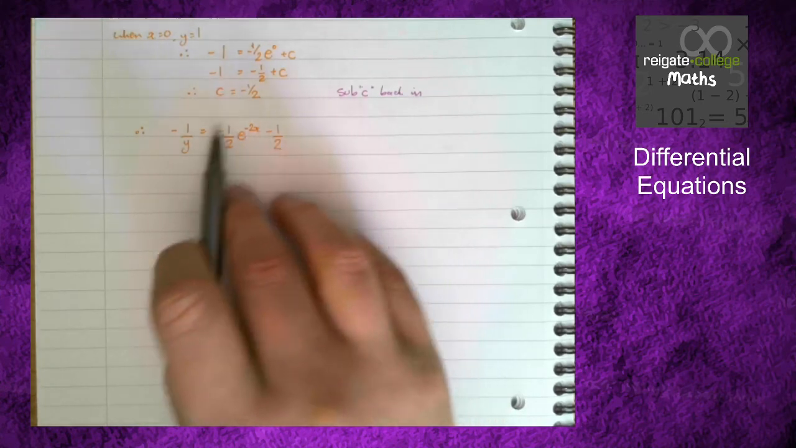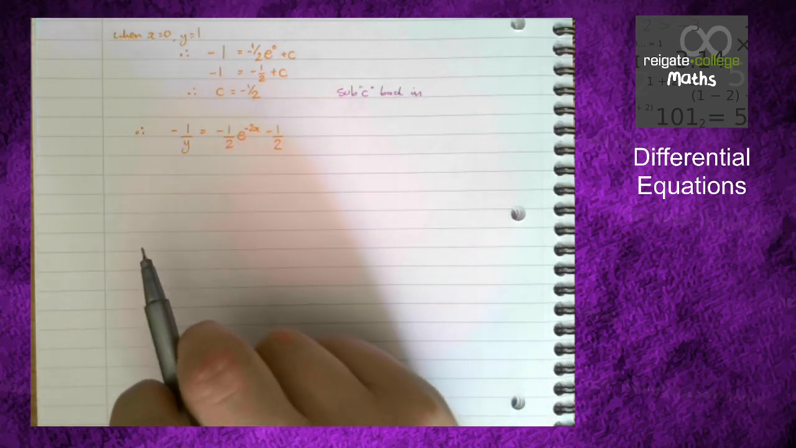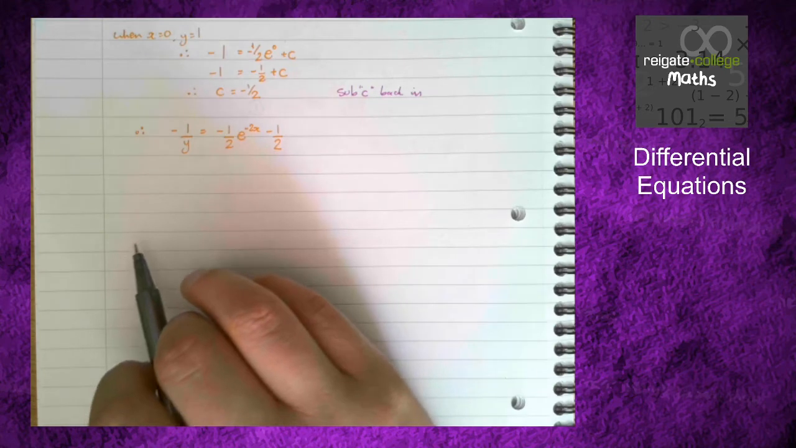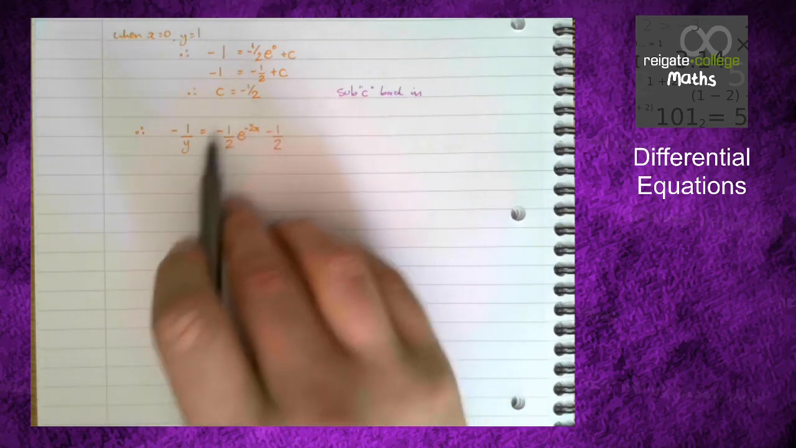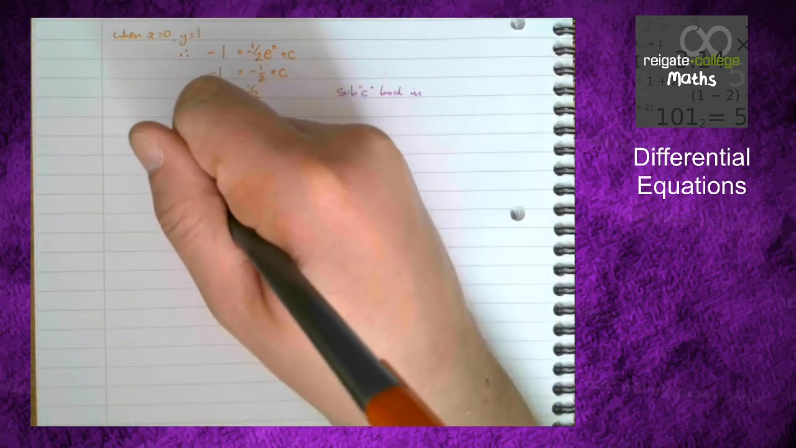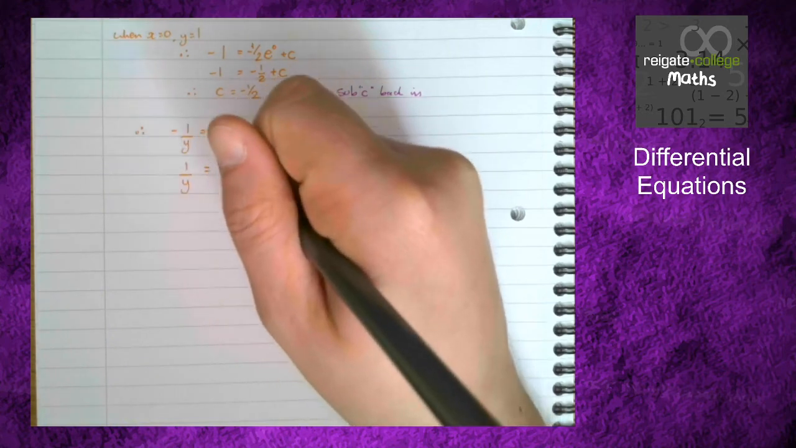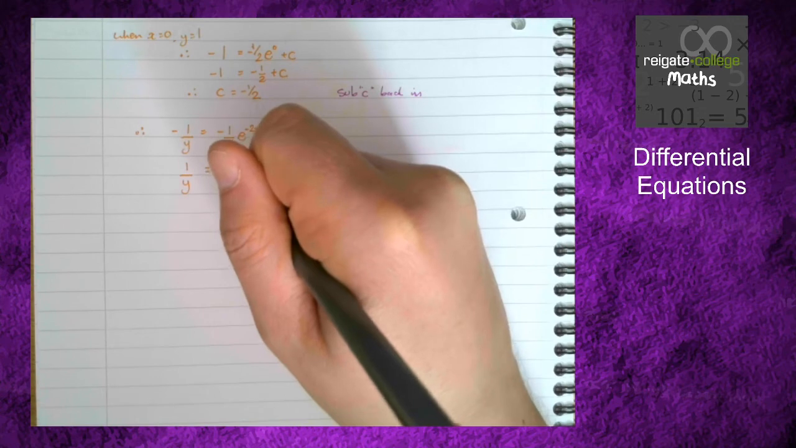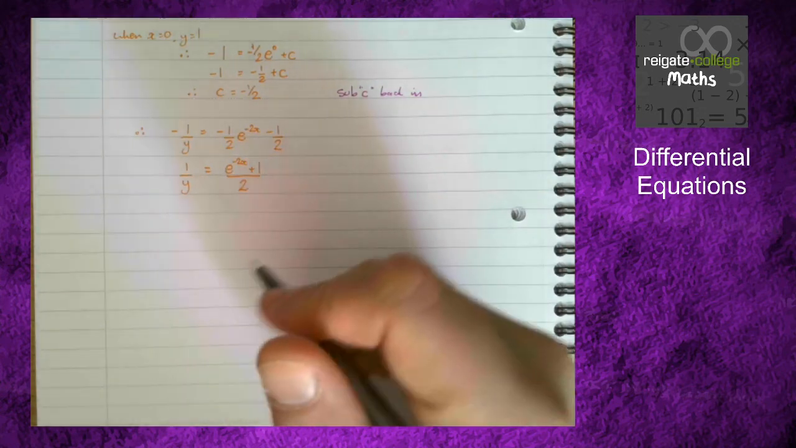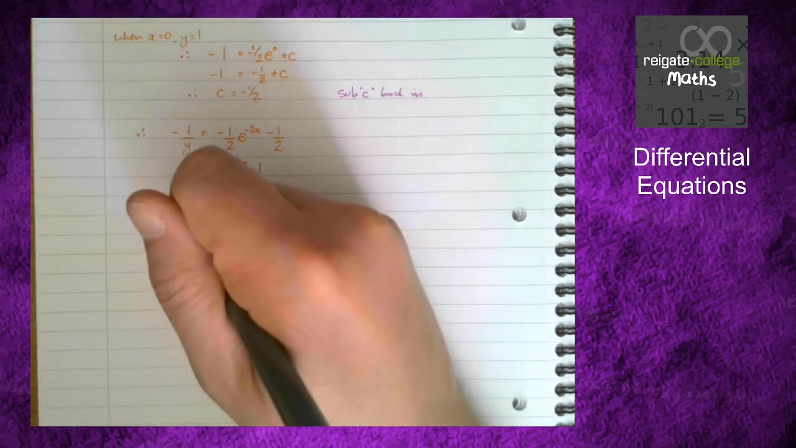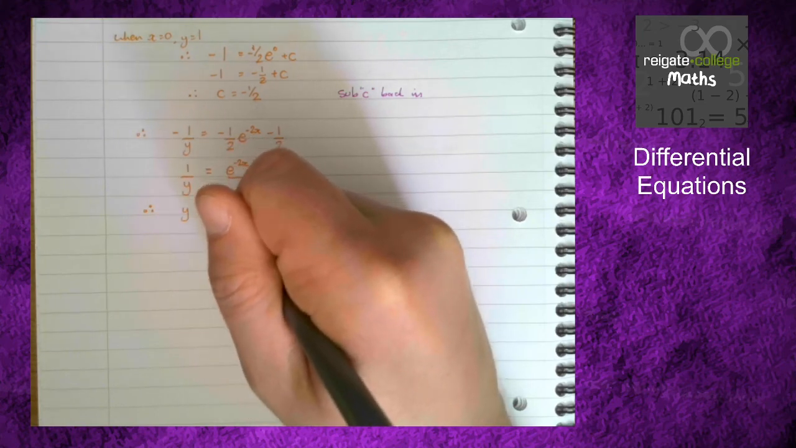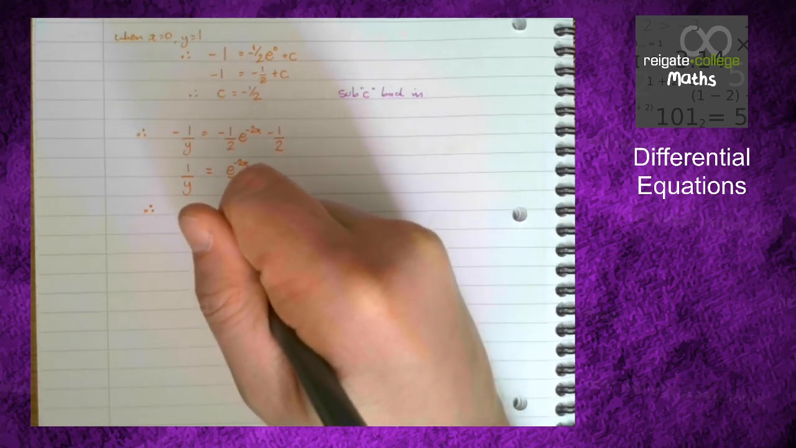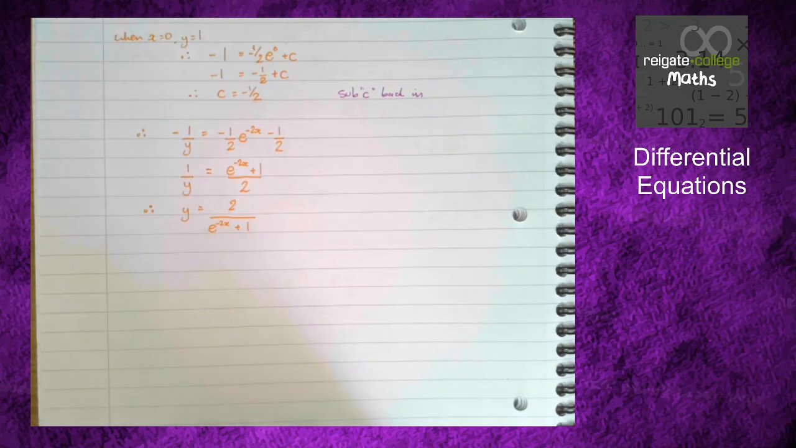So we can see they're both over a half, and there's a bunch of minuses. So let's multiply through by minus 1 and sort this out so it's one fraction. So we get e to the minus 2x plus 1 all over 2. Now, we can then just flip both fractions to get our final answer.